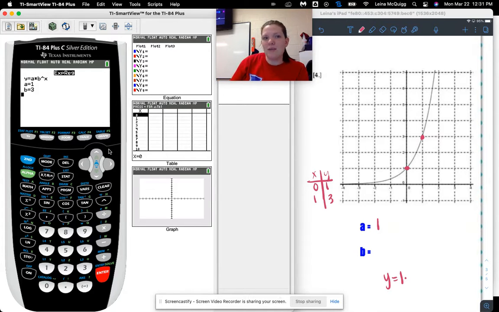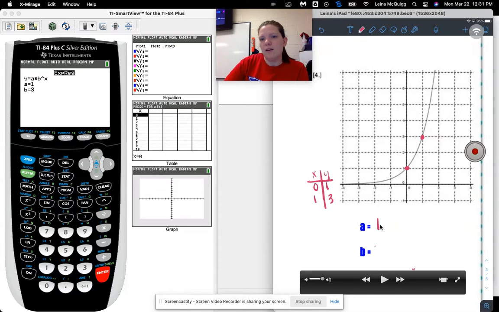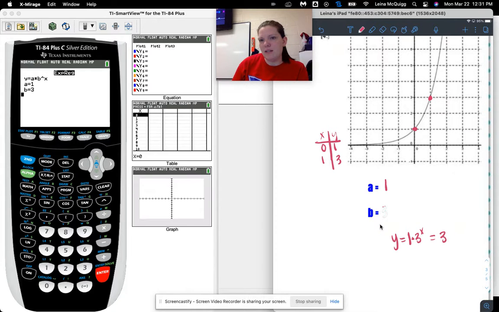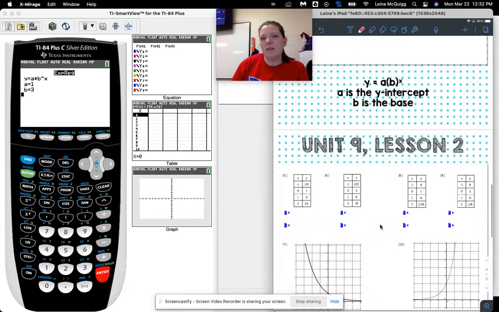So my A value is 1, my B value is 3. So I would write this equation as 1 times 3 to the power of x. Remember, I don't have to write that 1. So we can just write this as 3 to the power of x. Okay?